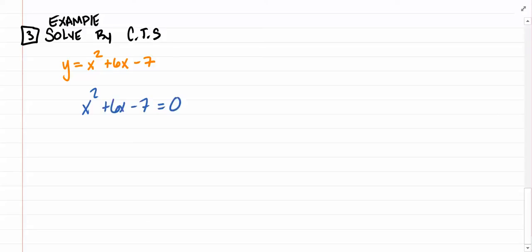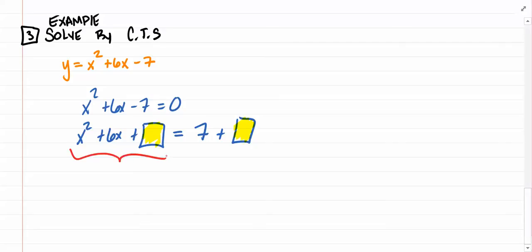Next thing I'm going to do is create a perfect square trinomial on the left-hand side. So I'm going to say x squared plus 6x plus something, I'm not sure what it's going to be yet, is going to equal, I'm going to move my constant to the other side, so positive 7, and I'm going to add the same value to each side. I call this side the magic number because this is the number that makes a perfect square trinomial on the left-hand side of the equation.